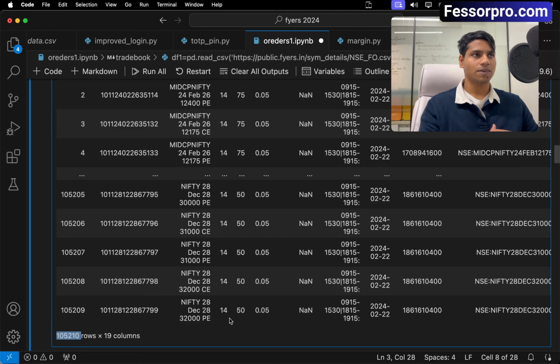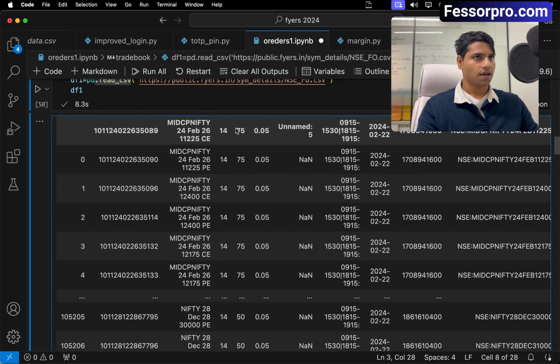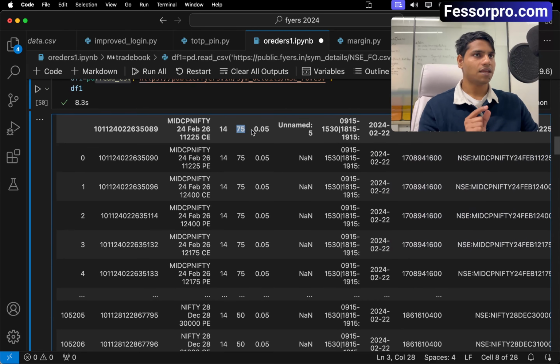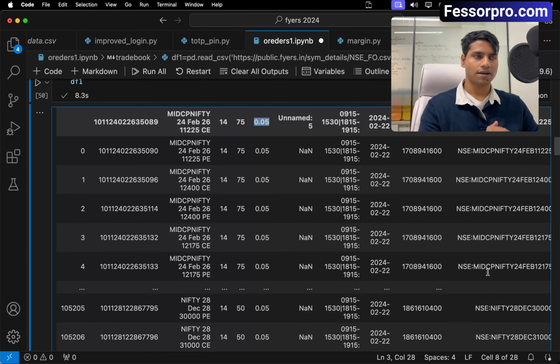All the instruments, all the futures and options that are being traded, everything is available here. You just need to trace to the desired value. Two of the most important columns here are the minimum quantity and the minimum tick size. These two pieces of information are quite crucial. If you want to design an end-to-end strategy, then you might have to use this CSV file.